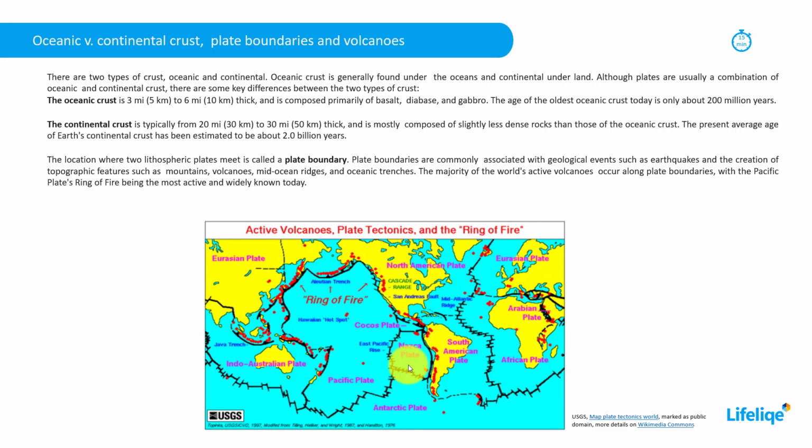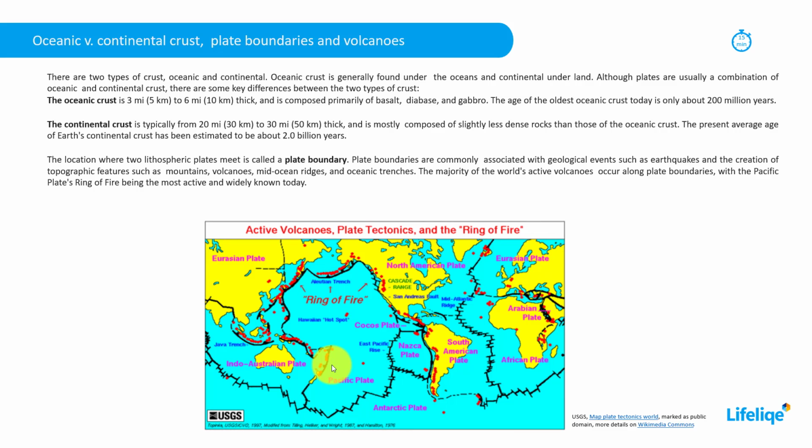So the location where any two lithospheric plates meet is called a plate boundary. They're commonly associated with geological events like earthquakes, and the landforms that we see as topographic features are mountains, volcanoes, mid-ocean ridges, and oceanic trenches. The majority of the world's active volcanoes occur along plate boundaries, and the Pacific Plate's ring of fire, shown here on this map, is known as the most active place in the world for volcanoes and also for earthquakes.